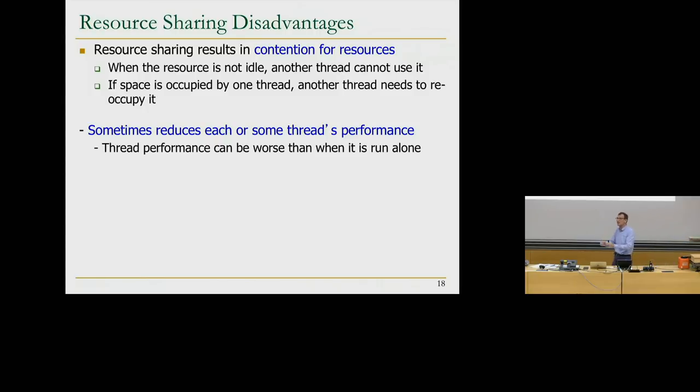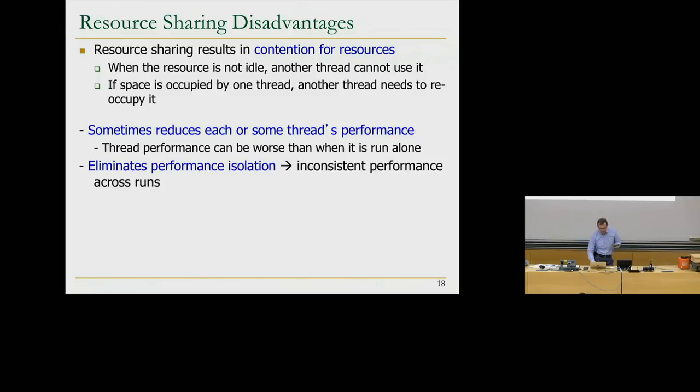Now, if you put them together, and both of them have a working set of 1 megabyte, and your cache is still 1 megabyte, you may actually get 0% cache hit rate in that case. It could actually be really bad, because these two programs contend with each other, and both of them together thrash the cache. This is an example of cache thrashing. So you may not actually want to run them together sometimes. So this is also an example of performance isolation. You get inconsistent performance across different runs of a program.